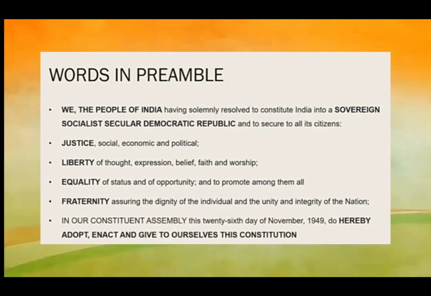Justice: social, economic and political. Liberty of thought, expression, belief, faith and worship. Next, equality: equality of status and of opportunity, and to promote among them all fraternity, assuring the dignity of the individual and the unity and integrity of the nation.